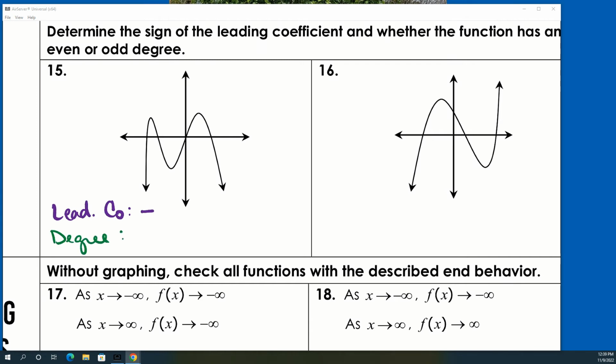Right? And then the degree, we have to decide if it's even or odd. What do y'all think? Even. If the left points the same as the right, it's even. All right, you guys try 16 on your own, please.